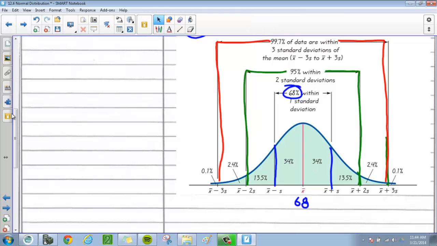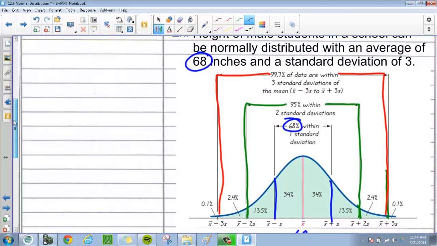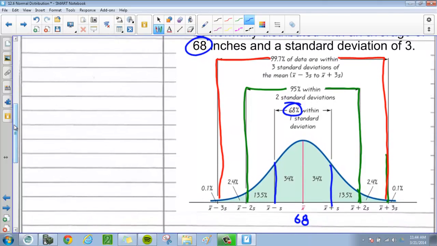So let's fill this out using the information we were given up here. We know the mean, or the average, is 68, so that's the middle. And we know that each standard deviation is 3. So if each standard deviation is 3 inches higher or lower, then 68 plus 3 would be 71. And if we went down, this would be 65. Because we're going up by 3, plus 3, down by 3, minus 3.